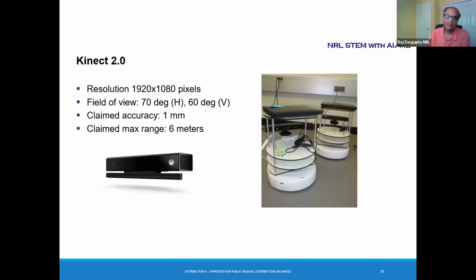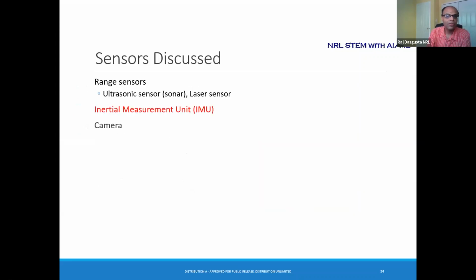Lastly, the Kinect sensor. Once again, this is also a range sensor. Some of you, if you have encountered the Xbox, it used to come with this Kinect sensor. And this is also a range sensor. I have given the specs out there.